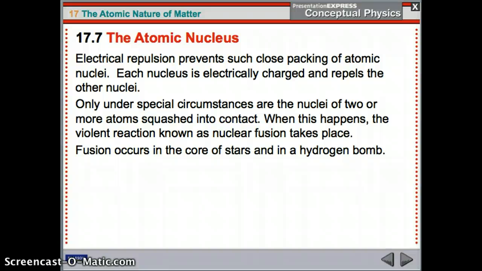Obviously you can't do that because the nuclei repulse each other because they're positively charged and like repels like. Under special circumstances with lots of energy, you can smash things together and get fusion. Super high energy process.